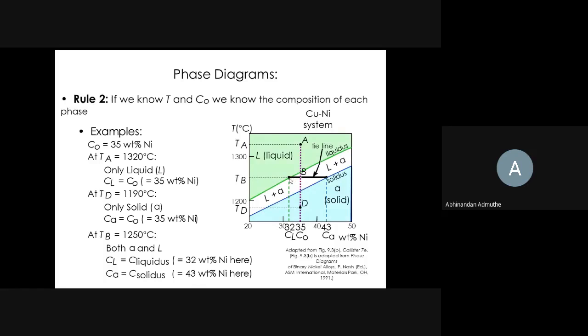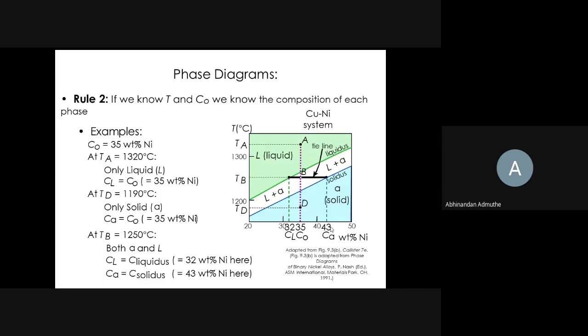Now find out the composition corresponding to the liquidus line. The composition corresponding to this point is 32 weight percent nickel. That is the composition of liquid. Similarly, find out the composition where the tie line extends to the solidus line. Corresponding to this point, the composition is 43 weight percent nickel. That is the composition of the solid phase.